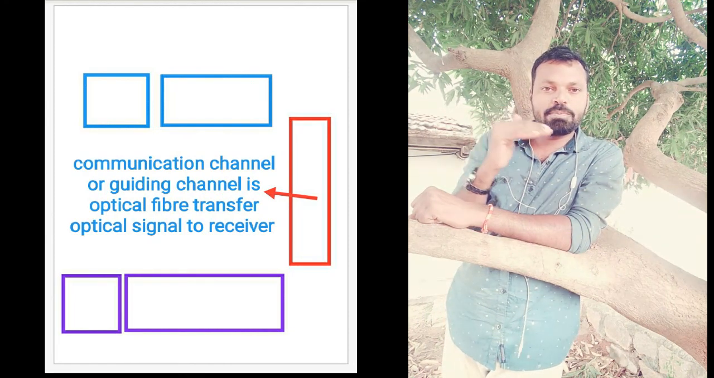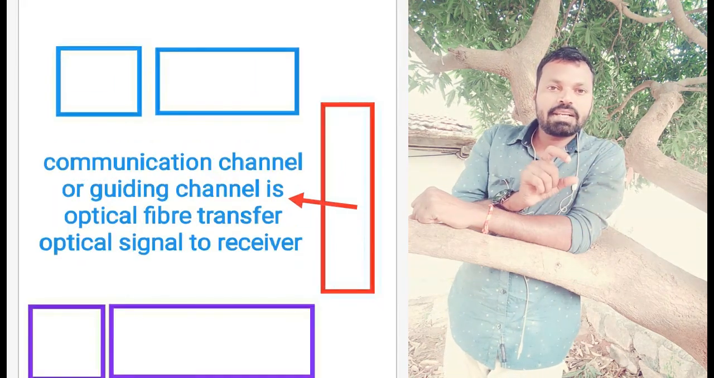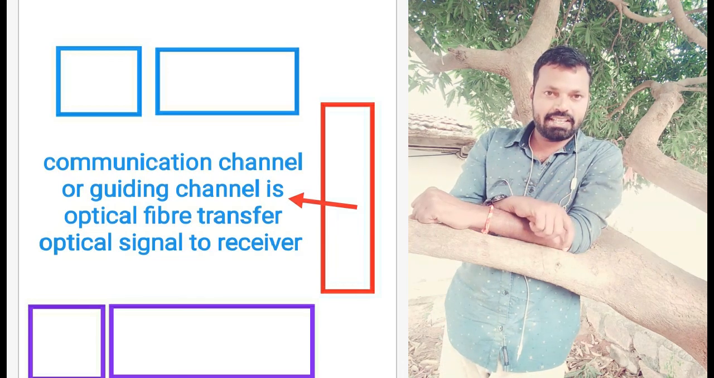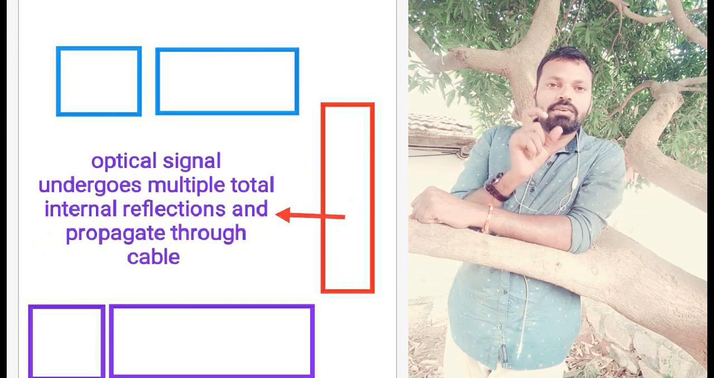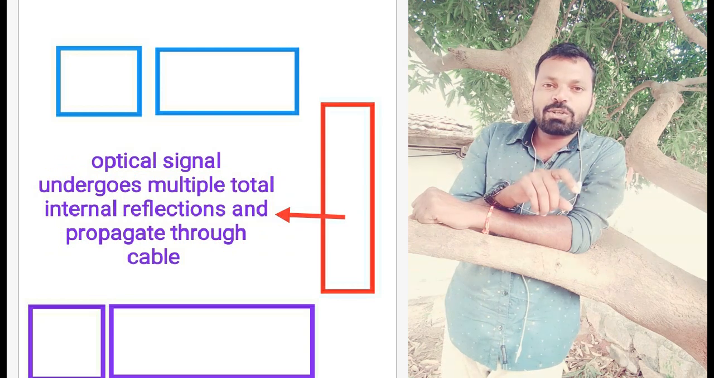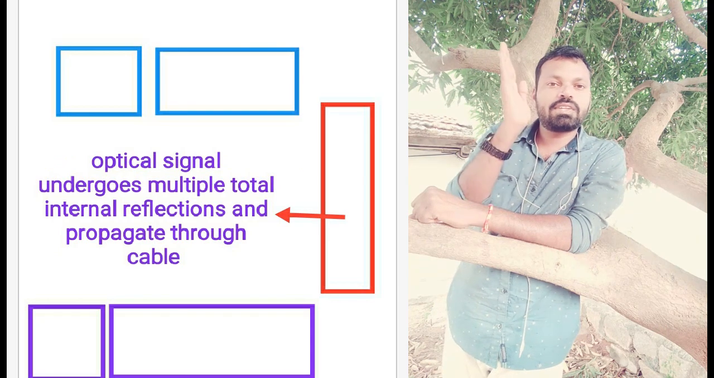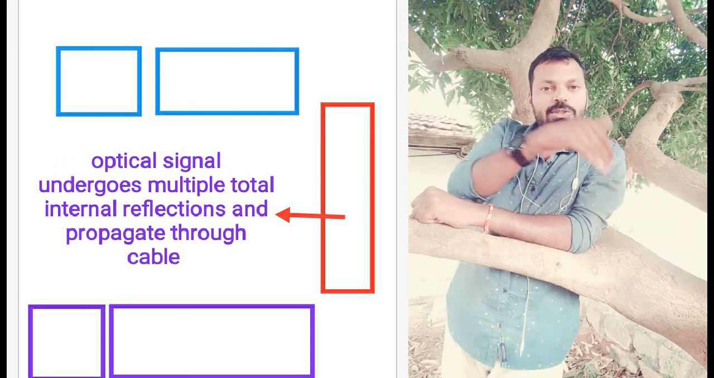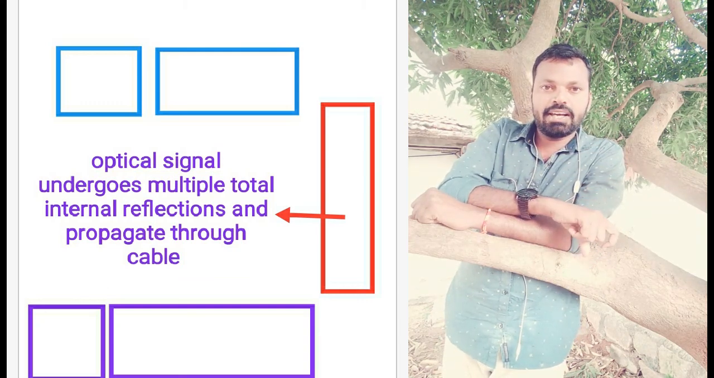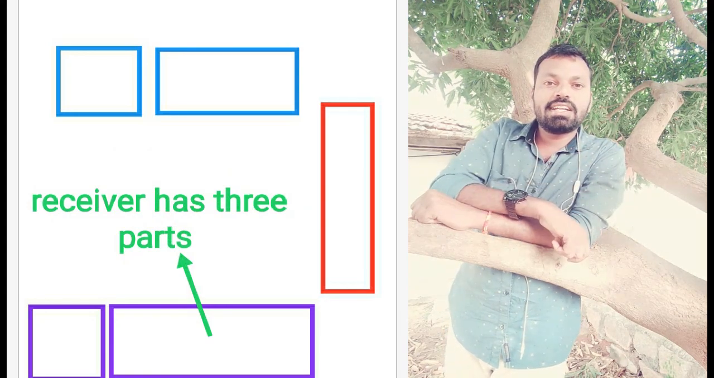When this input optical signal enters the optical fiber core material with an angle greater than the critical angle, it undergoes total internal reflection. Due to the multiple total internal reflections, this optical signal transfers from the left end of the communicating channel to the right end. At the end of the optical fiber, this optical signal now enters the receiver.